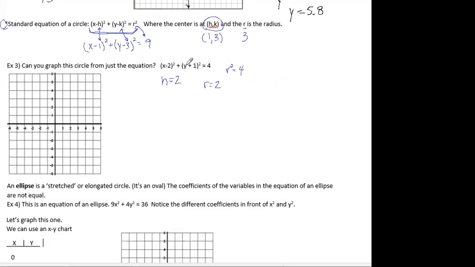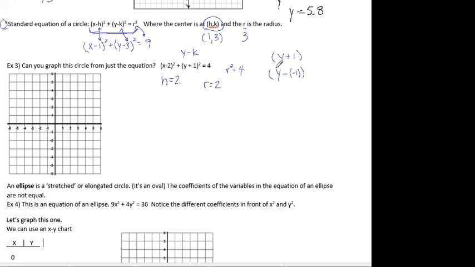Now here, my k is a little bit confusing because I have y plus 1, but I need it to be y minus k. So imagine that I took the y plus 1 and turned it into y minus a negative 1.